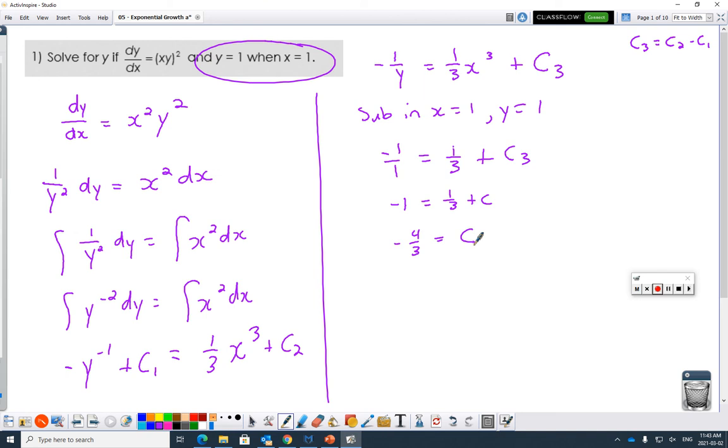So therefore I have -1 over y equals 1/3 x cubed, but now I know the C. I know C3 is -4/3. I don't really know what C1 or C2 are, and actually as it turns out, I don't even really care what C1 and C2 are.